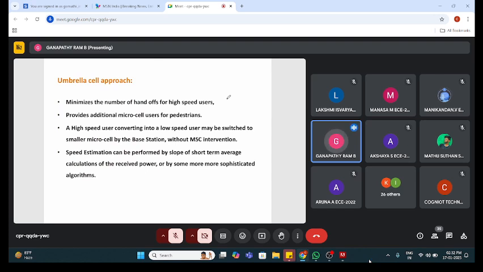So this umbrella cell approach minimizes the number of handoffs for the high-speed users and also provides microcells for pedestrians. And moreover, this approach is very useful in estimating the speed, so that based on that, the received power calculations are also computed very efficiently with sophisticated algorithms.